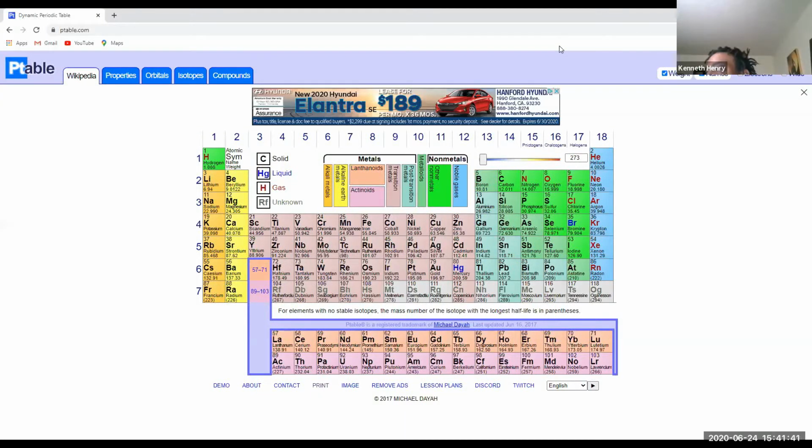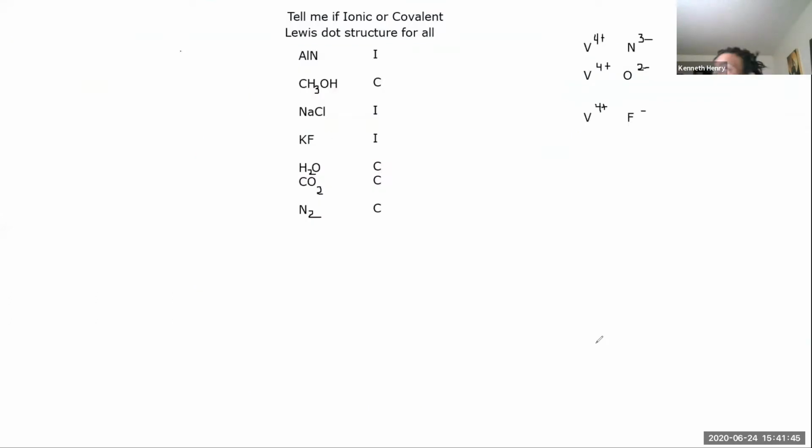Okay, so we know how to distinguish between covalent and ionic. Piece of cake so far? Yeah. Okay, so we'll save the Lewis dot structure for last because we're going to have a lot of fun with that one.